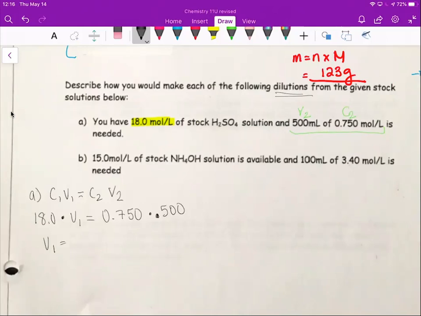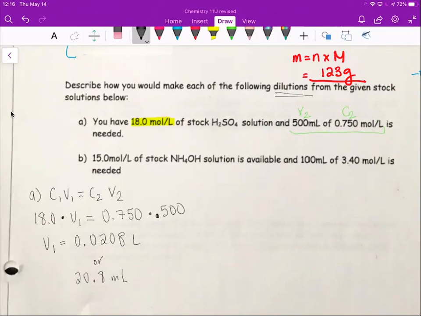So let's do this quickly on our calculator. 0.5 times 0.75 divided by 18. And I get this number, 0.0208, kind of an ugly number. So I'm going to use 20.8 milliliters.